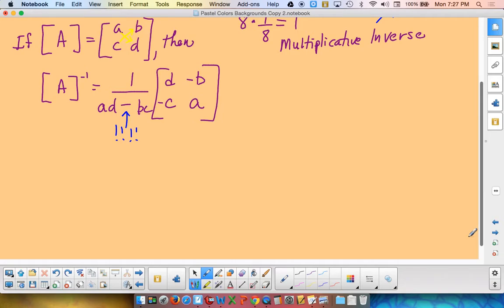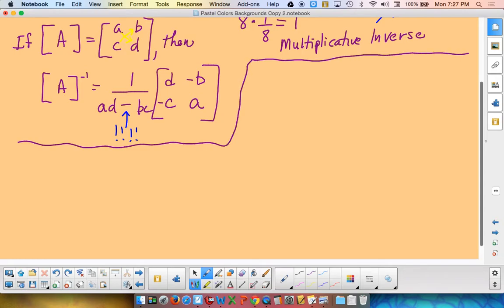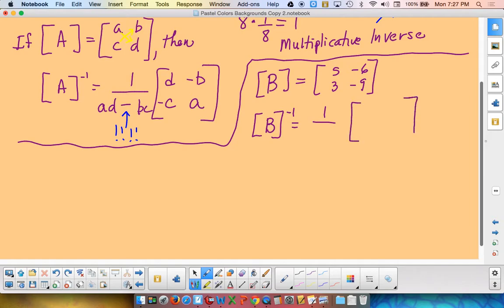So now that you have the formula in front of you, I am going to give you matrix B, which contains the numbers 5, 3, -6, -9. And I want you to find its inverse matrix. Okay, and so we're going to, of course, write it with the inverse symbol because we've got to keep straight which one's which. The key thing is to remember you have to have the fraction out front, then times the matrix with the numbers switched around.